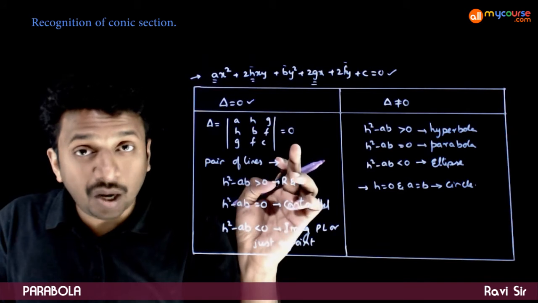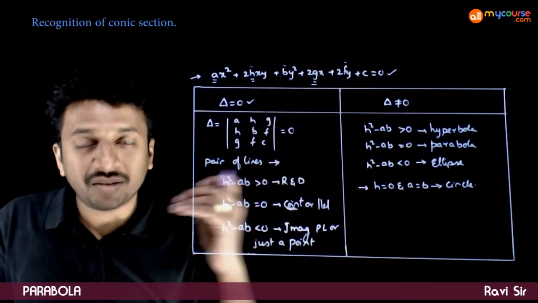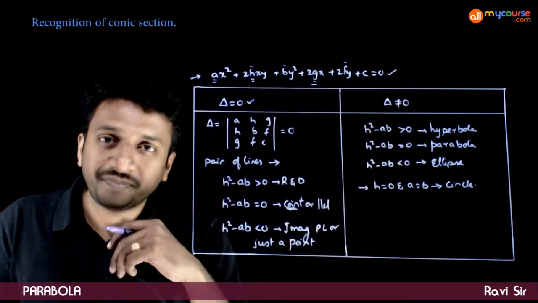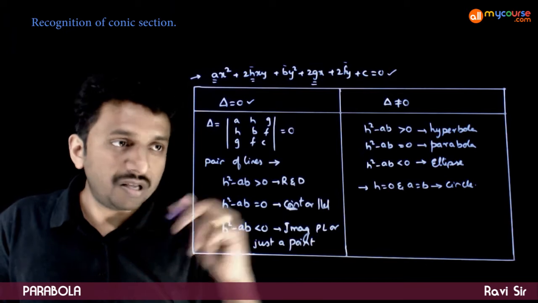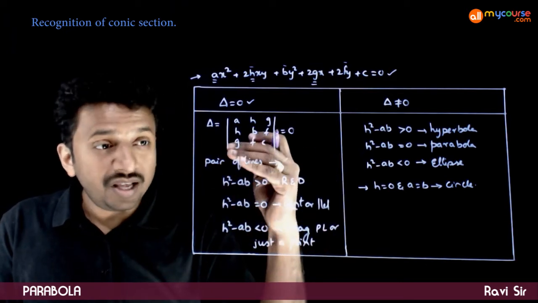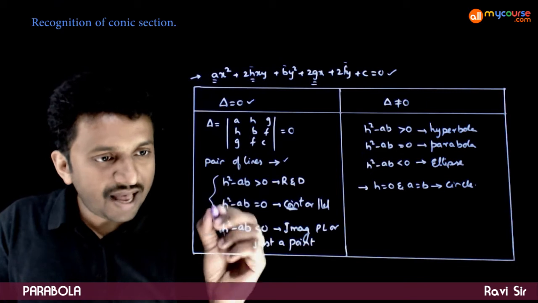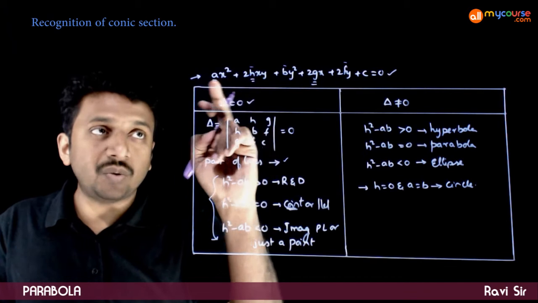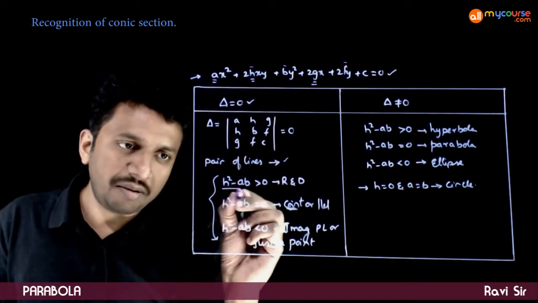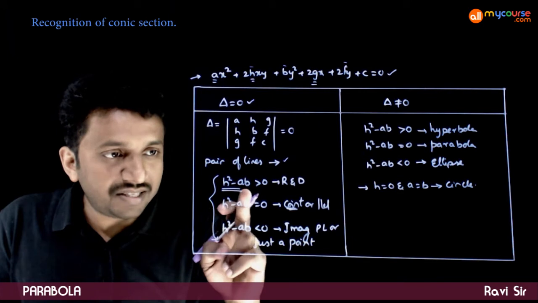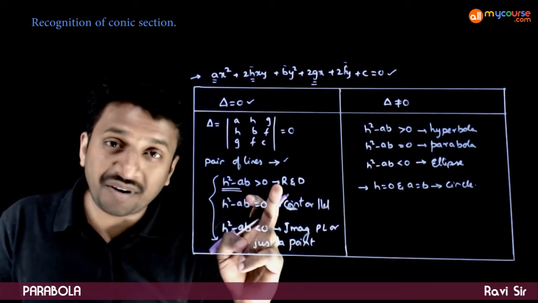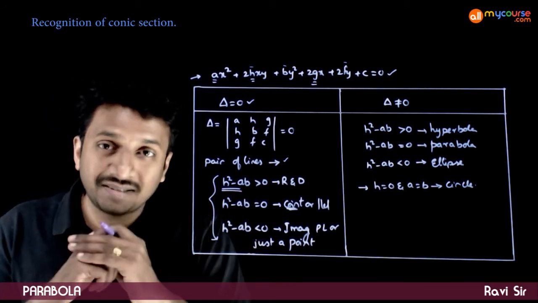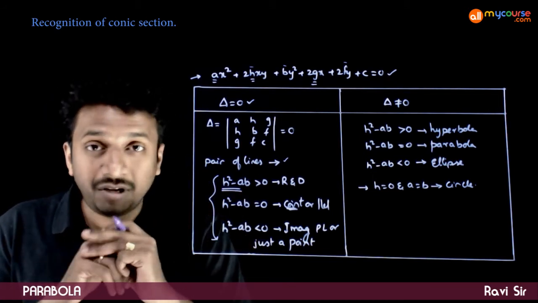If delta is equal to 0, then we go with pair of lines. If delta is not equal to 0, we go with other conics. Once we have a pair of lines, we have three subcategories. Next we calculate h² − ab. If h² − ab is positive, then you have real and distinct lines, which are non-parallel to each other.